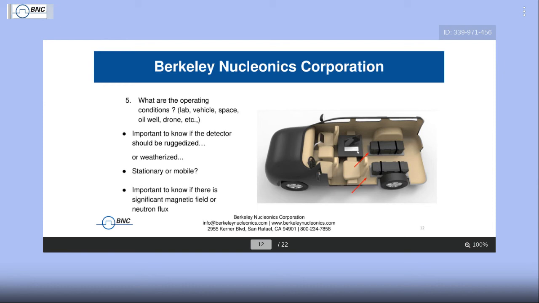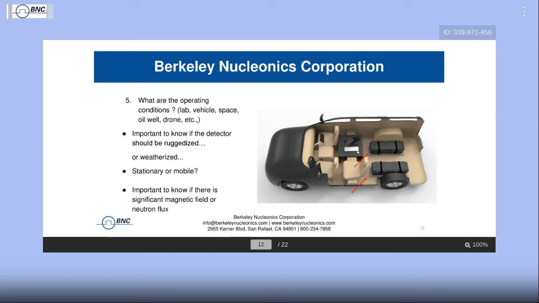One of the key questions that we'll ask: what are the operating conditions? Are you going to be using this scintillator, this detector, inside of a laboratory where it's stationary, very regulated in terms of environment and so forth? Or are you going to be moving it around? Is it going to be portable?